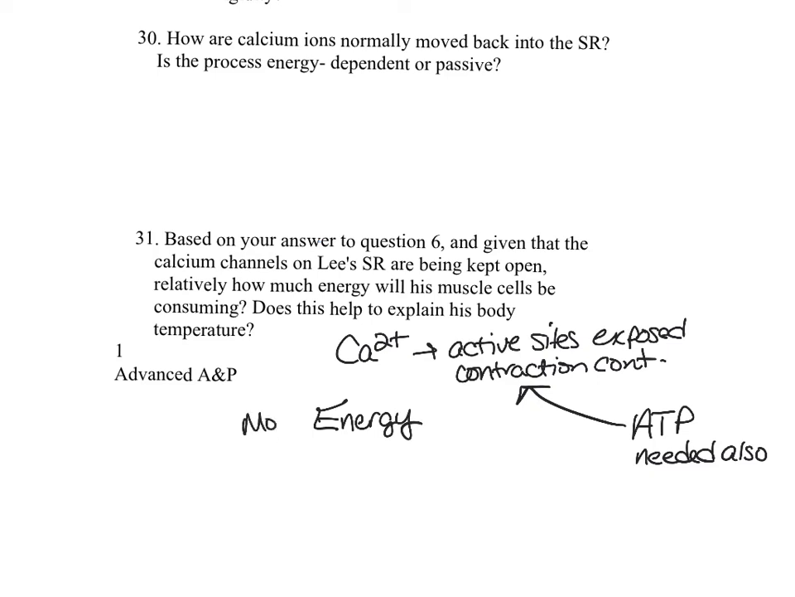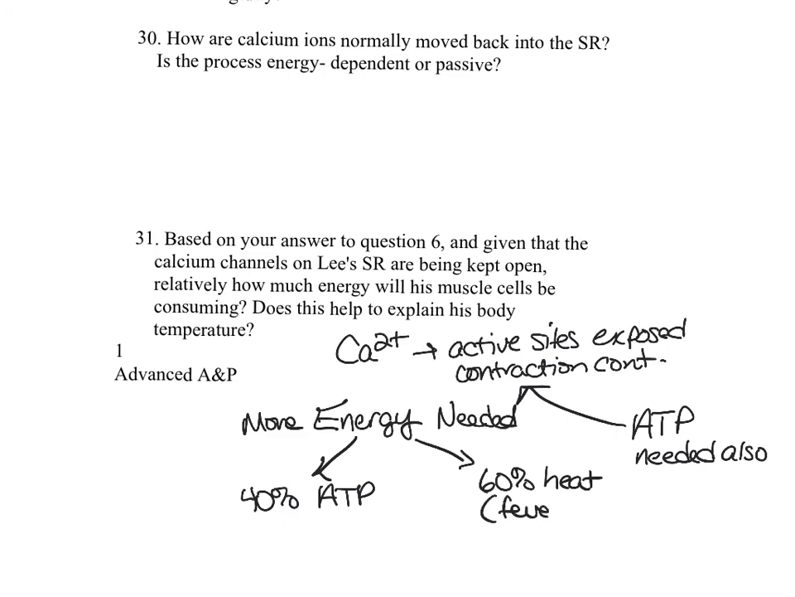And so every time ATP is produced, and ATP is a form of energy, we know that when cells produce energy, it will produce 40% of that energy in the form of ATP, and roughly the other 60% of the energy will be produced as heat. So this explains Lee's body temperature increasing to a dangerous level.